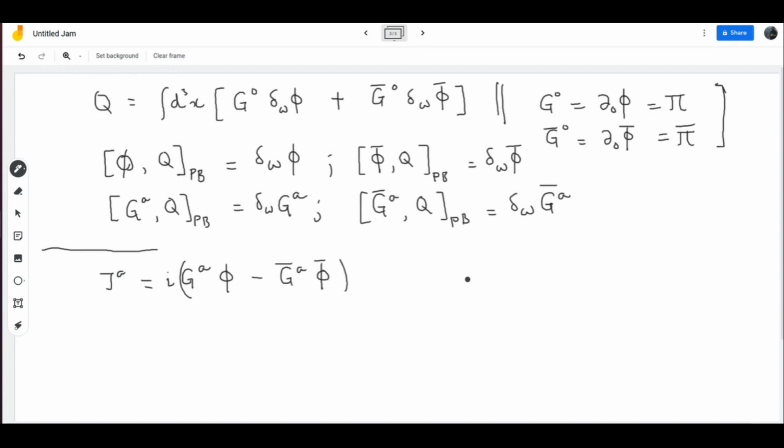Sir, initially it was defined in the previous section that pi is equal to del 0 phi star. This time it is del 0 phi.